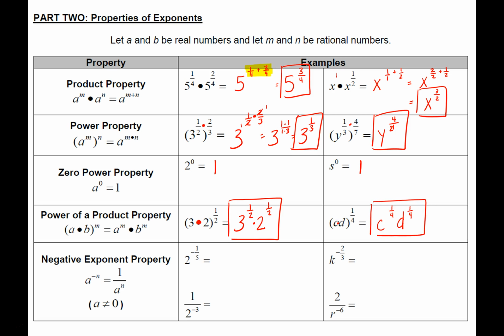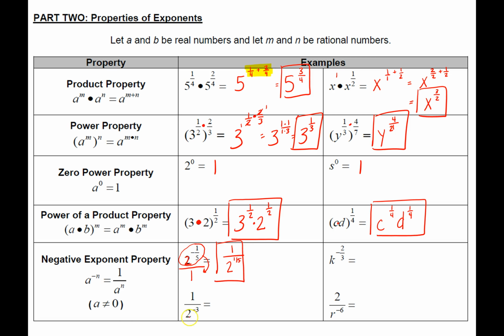The negative exponent property is going to be the same as it was before. So I have a base of 2, that's over a 1, and I have a fractional exponent this time. So remember that negative fractional exponent is going to take that base with that power and move it to the other side of the big fraction bar. So I'm going to have 1 over 2 to the 1/5.